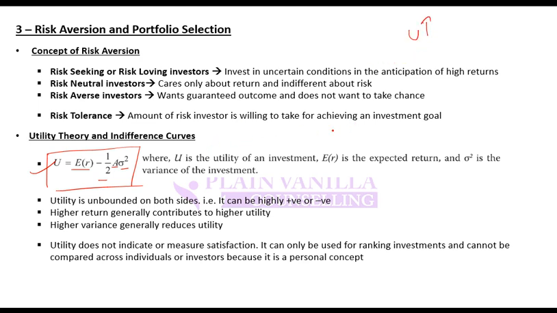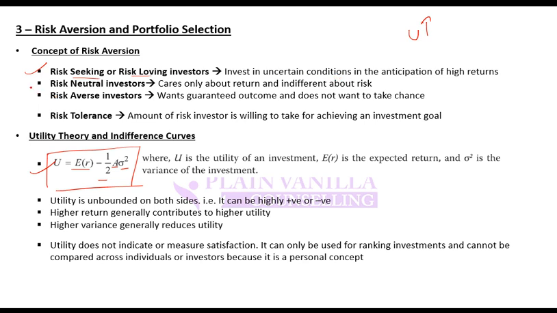Now, different investors can have different characteristics. Let's say there is an investor who likes risk, who is risk seeking. If an investor is risk seeking or risk loving, they would be more satisfied by taking more risk. So they would have maximum utility if risk is higher.